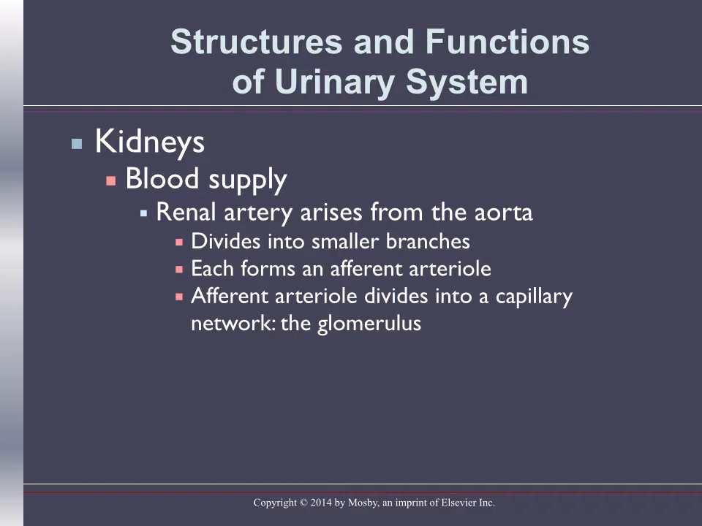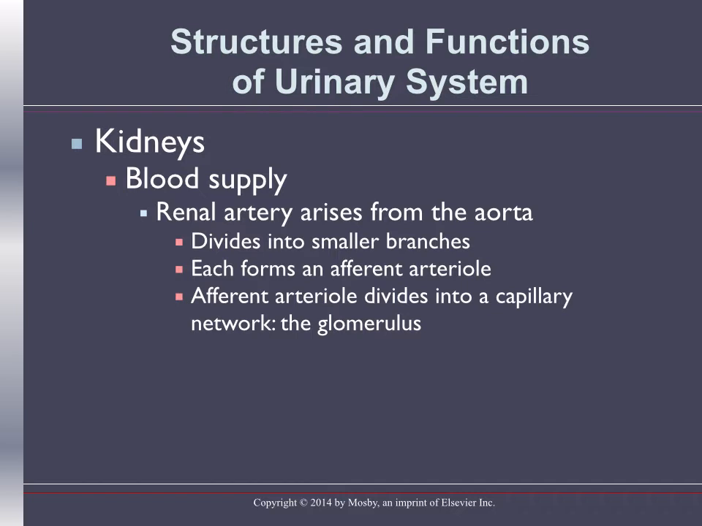The renal artery divides into secondary branches and then further into smaller branches, and then it eventually forms an afferent arteriole. The afferent arteriole divides into a capillary network known as the glomerulus, which is just a tuft of up to about 50 capillaries. And then the capillaries of the glomerulus eventually unite in the efferent arteriole.